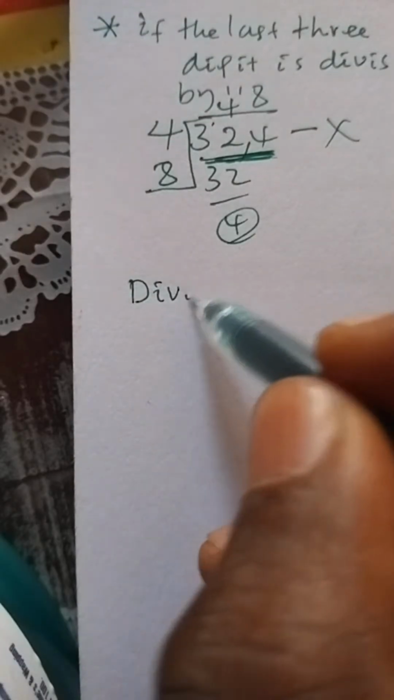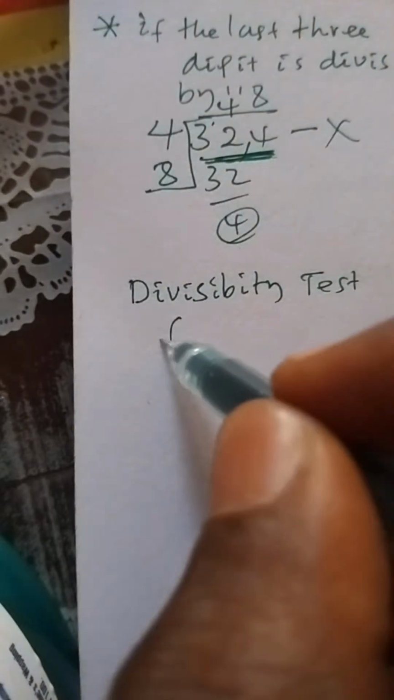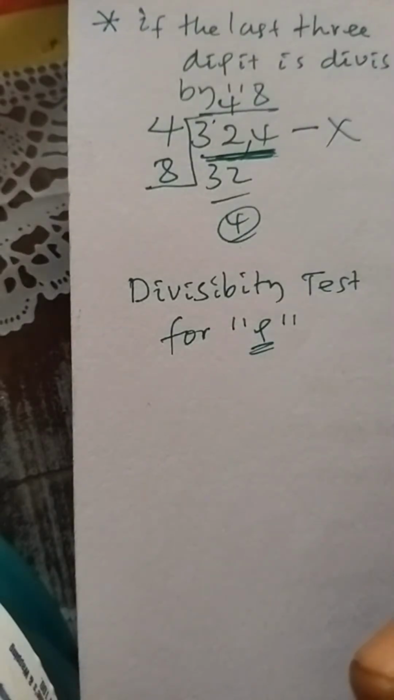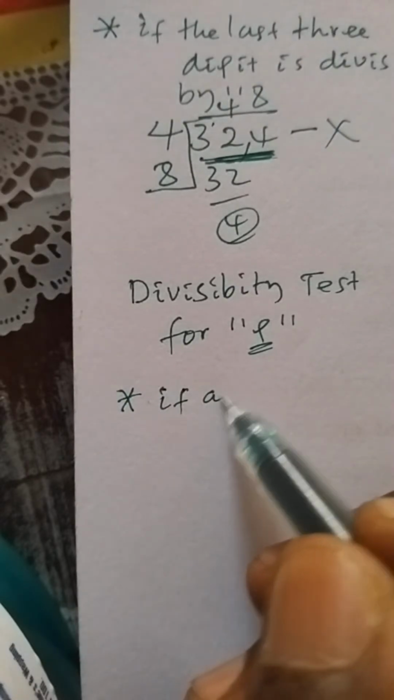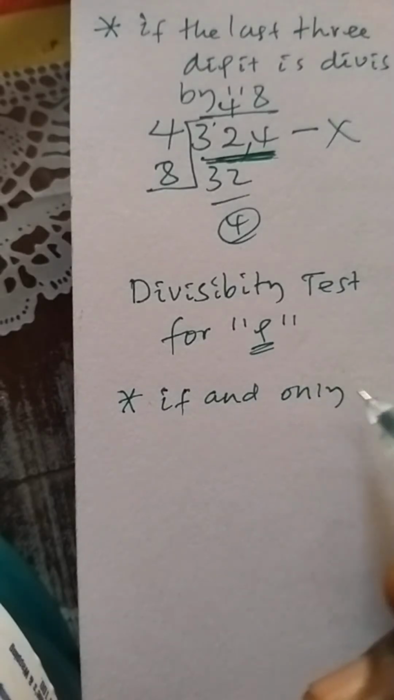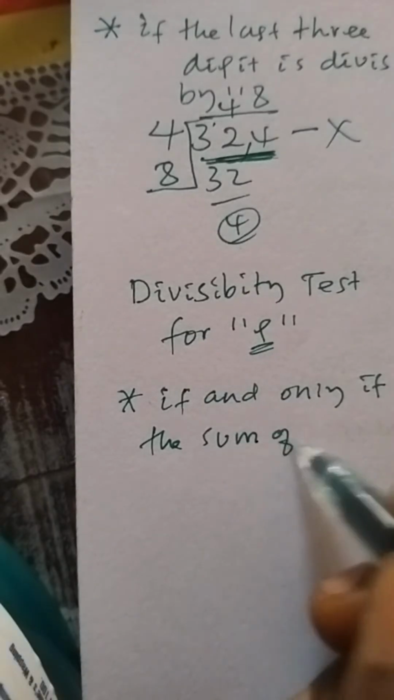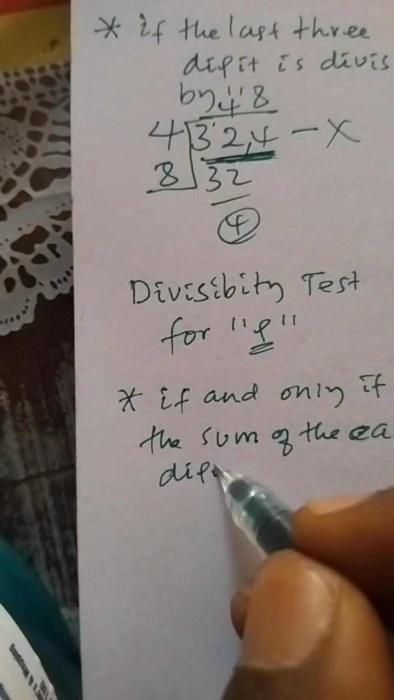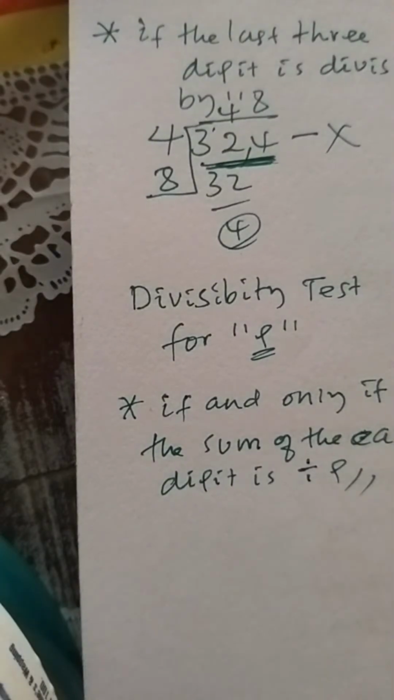Okay, let's take the divisibility test for 9. Whether the number is divisible by 9 or not, we check if and only if the summation, the sum of each digit, is divisible by 9.